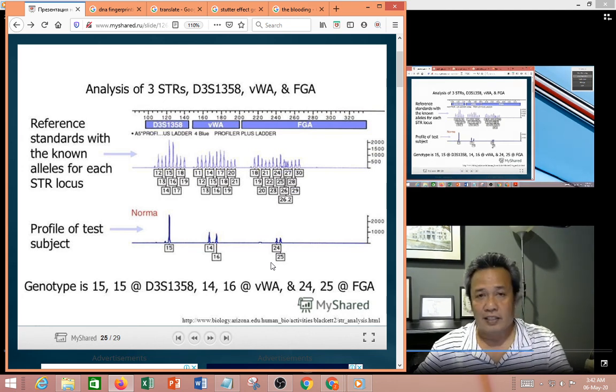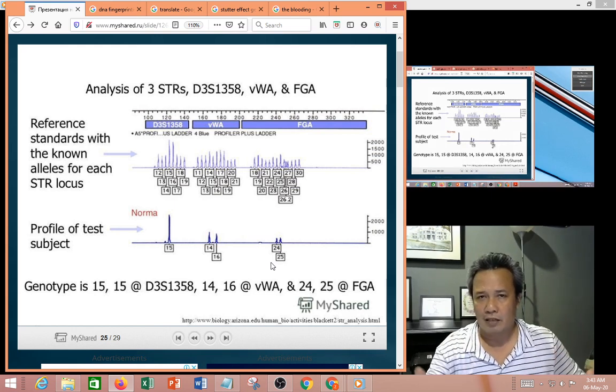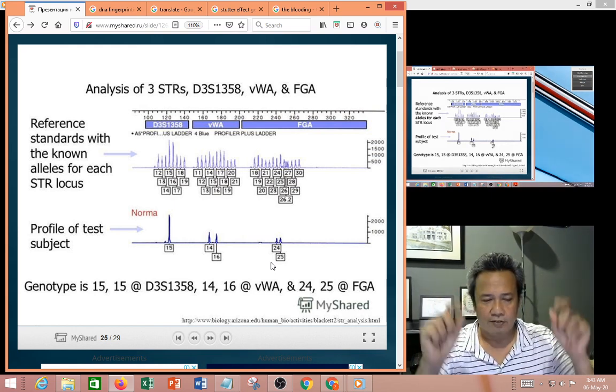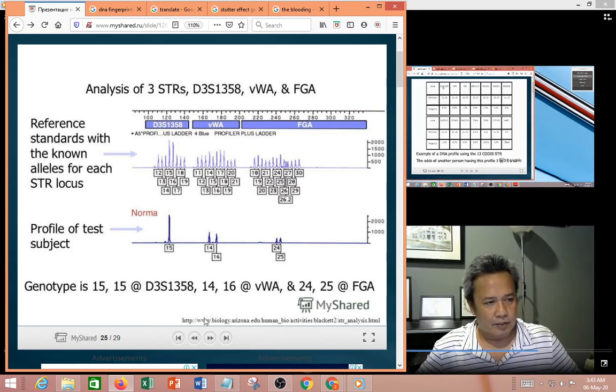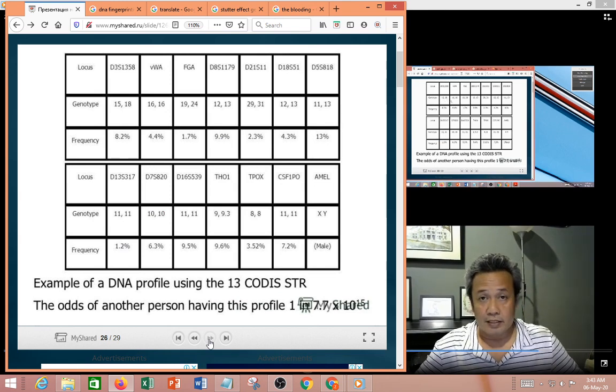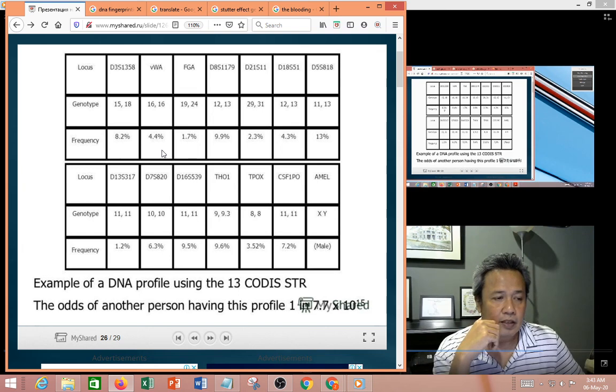So imagine this is just three. You actually test for 13 or maybe up to 20 loci to give an individual a genotype, and then you compare between different samples. This is another example. D3 is 15, so this is the genotype. VWA 16, 16. FGA 19, 24. These are all the loci, and these are the genotypes. This frequency is the number that tells you the rarity.